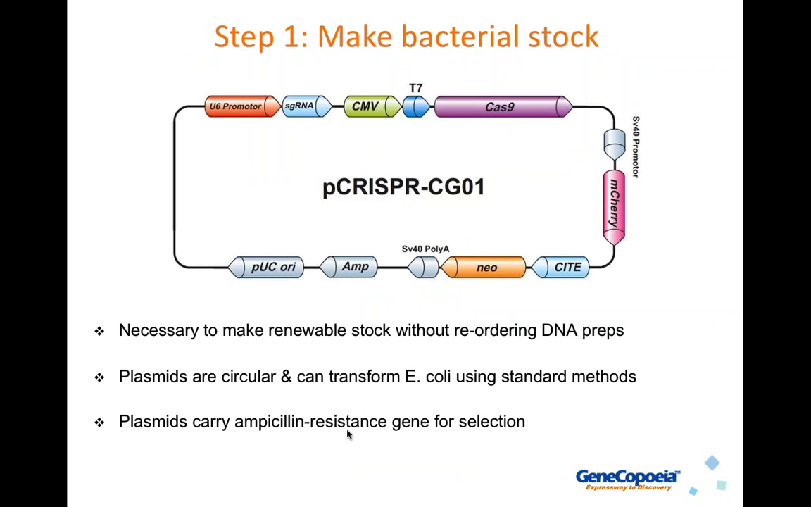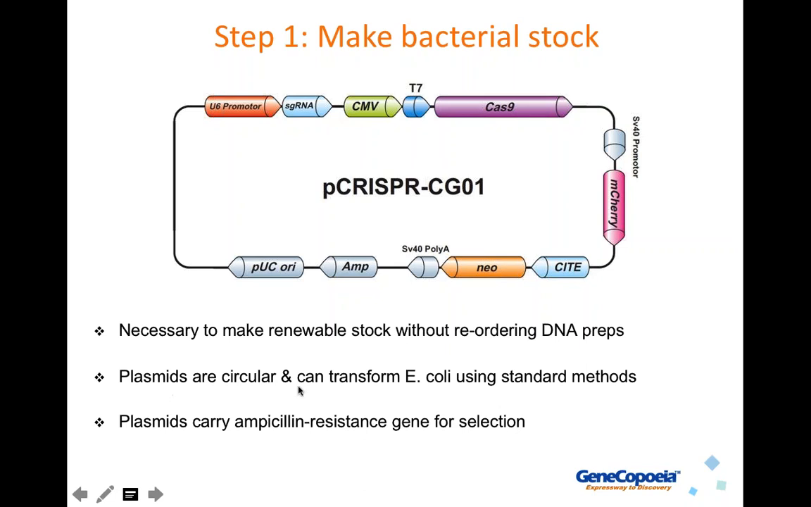Again, this is a very mundane step, but you may receive plasmid DNA from GeneCopoeia, which is ready to use. But we always recommend that people make a bacterial stock so they have a renewable source of the plasmid. Naturally, we could always make more for you. We'd be happy to do that, but you can put these plasmids into bacteria. And again, this is necessary to make a renewable stock without reordering DNA preps.